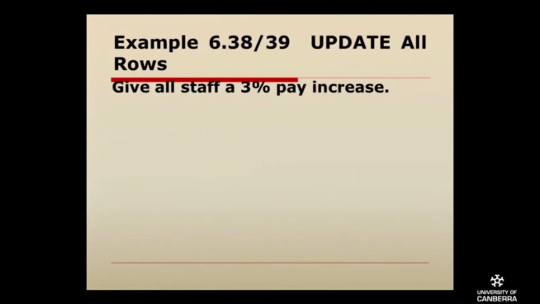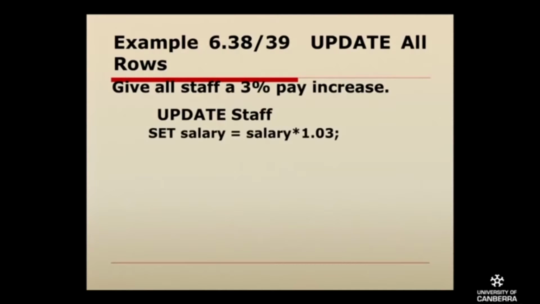Here it is. That's what's happening right now. Give all the staff a 3% pay increase. That's what's happening in Australia, for some people, 3%. So you just basically say, update the staff, set salary to the new value: salary multiplied by 1.03. So basically 1.03, just 3% added to this. That's how you do it. Nothing complicated, just the mathematics part of it.